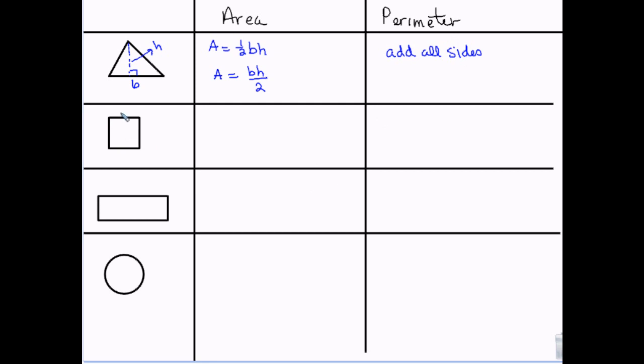You have a square. All the sides are the same length. So the area is side squared, or side times side. Perimeter is the side times 4, or you can just add them all up.